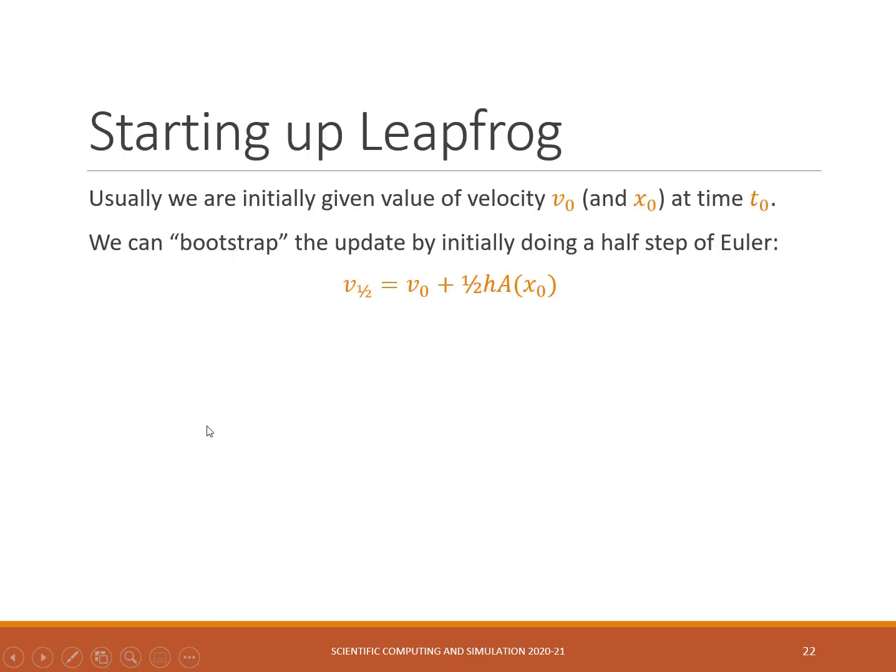To make leapfrog useful, there are two problems that have to be addressed. The first problem is about how we start the algorithm. We are usually given the values v0 and x0 at time t0 as initial conditions. But in the update rule, we require v1/2 to start the leapfrog method. The simplest approximation to address this problem is to do a single half step of Euler to obtain v1/2, as shown here.